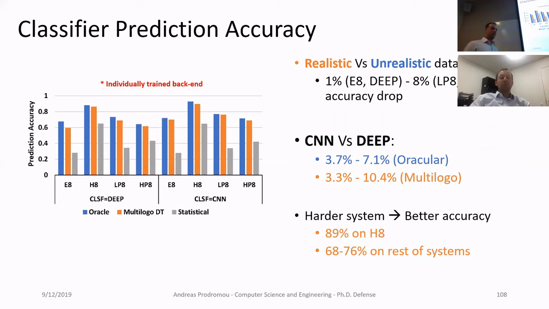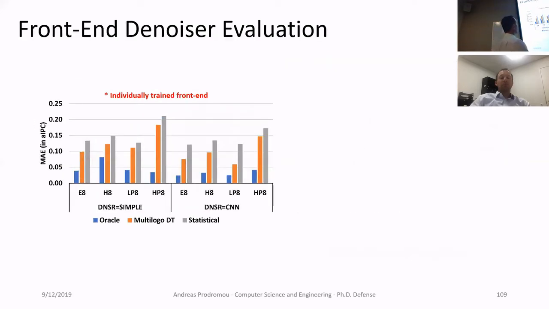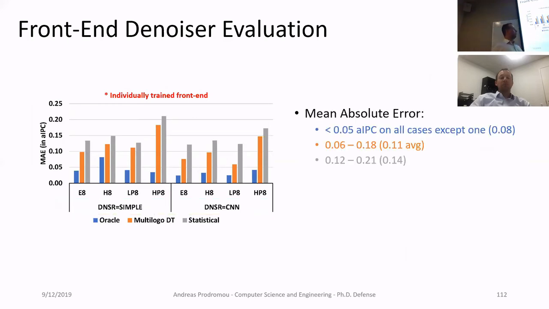So let's see what happens when we have just a denoiser. We don't have a classification problem. We measure mean absolute error in alpha IPC. We have the 2 architectures we proposed and the 3 data sets. Let's focus on the blue one, on oracular.